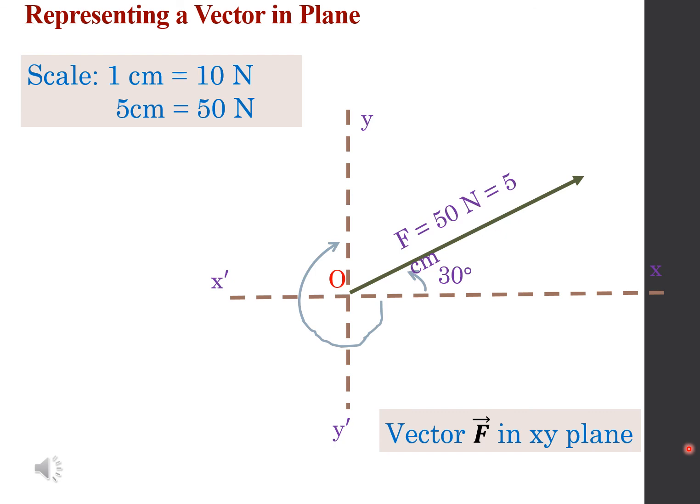Steps followed in representing a vector in a plane are: first of all, we draw a Cartesian coordinate system, and then we select a suitable scale, and then we draw a line in the specified direction. Cut the line equal to the magnitude of the vector according to the selected scale. In our case, we have a 50 Newton force, that equals 5 centimeter. So we take this line equal to 5 centimeter. Then put an arrow in the direction of the vector.